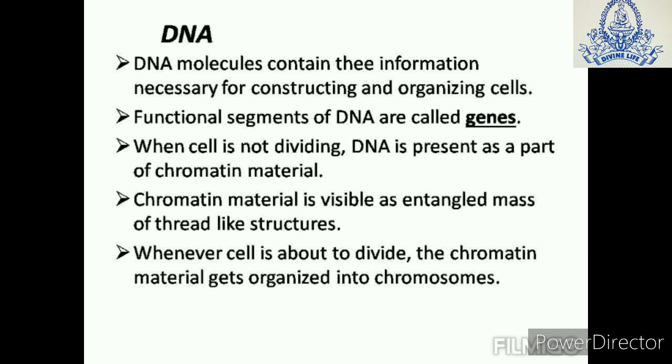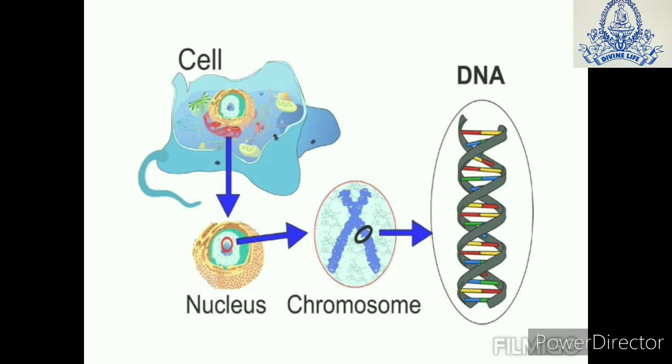Whenever the cell is about to divide, this chromatin material is organized into chromosomes. So we can say that the cell possesses the nucleus, the nucleus contains the chromosomes, chromosomes contain the DNA, and DNA contains the gene. And the gene is the main structure which has the information to be passed on.